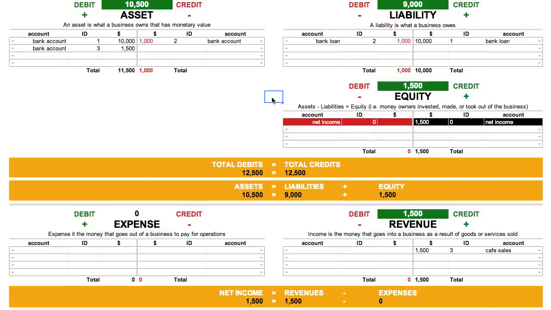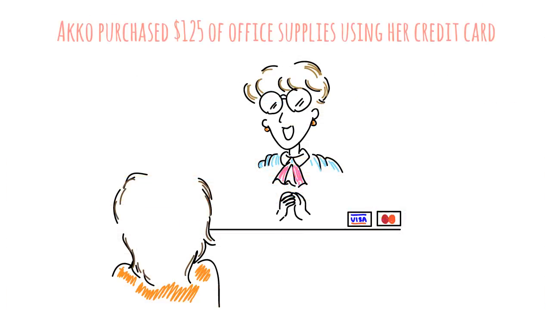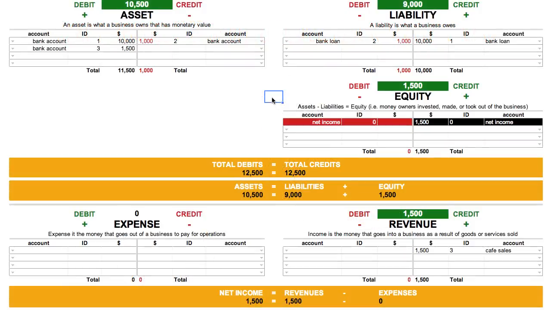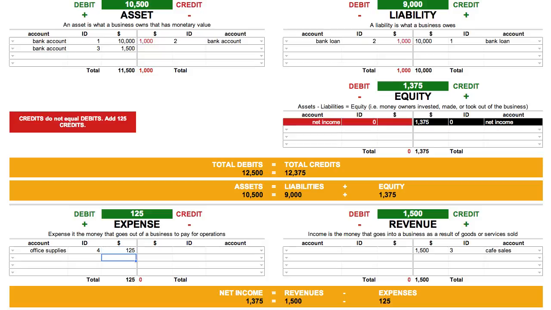Let's try an example of an expense now. Say that Akko purchased $125 worth of office supplies using her credit card. How do we enter that in? We need one transaction increase in our expenses and one transaction increase in our liabilities. Let's start with the expenses part. To increase expenses, we debit it. We choose the office supplies account, enter in an ID of 4, and an amount of $125.